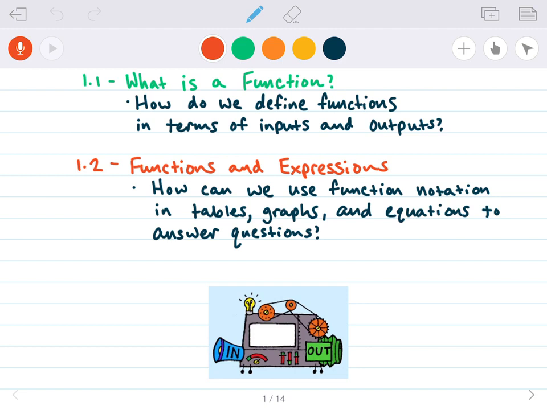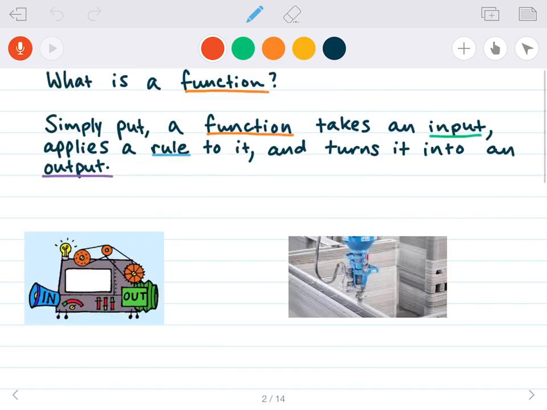Hey guys, in this video we're going to talk about section 1.1 and section 1.2 in the textbooks. In particular, we're going to talk about functions in terms of inputs and outputs, and we're going to look at a couple of different ways that we can view functions: as equations, as graphs, and as tables. So without further ado, let's go ahead and get started.